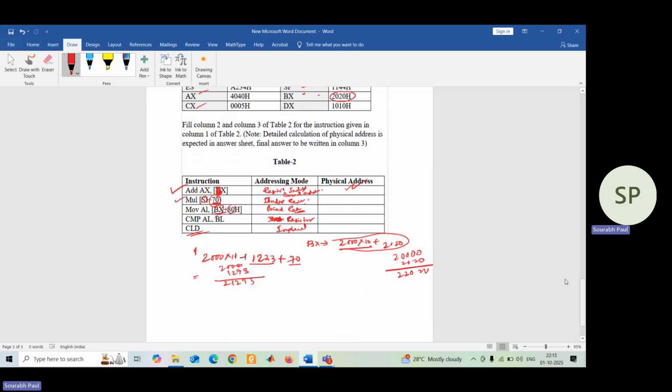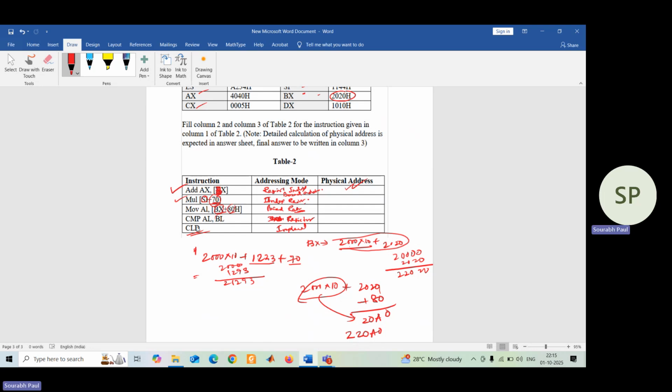Now do the next one: MOV AL comma BX plus a displacement. BX means again the data segment. So that is 20 into 10 plus the BX value, given in this problem as 2020, plus the relative value, given as 80. If you do the hexadecimal addition, 0, 8 plus 2 is A, and the 2 has to be added with this value. Ultimately the result is 220A0.